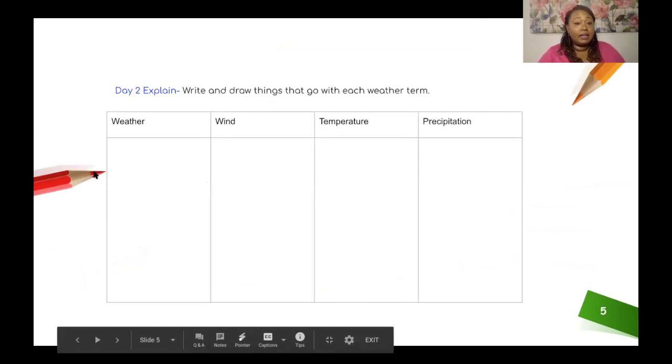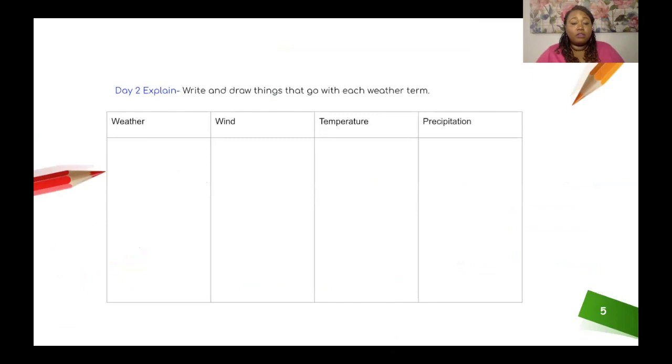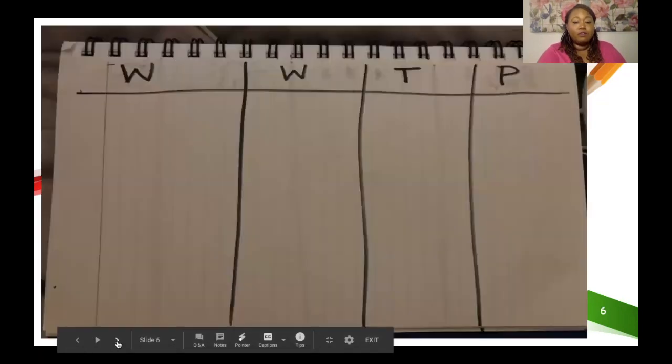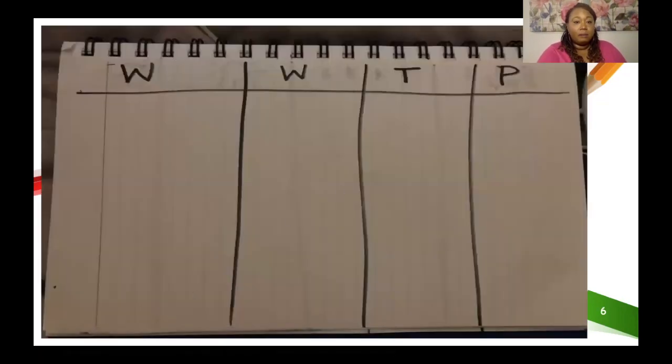and we will be getting on to day 2 as we explain. And during this time, on this page, you can go ahead and write down and draw things that go with each weather term. And the weather terms we're going to look at today and learn about are weather, wind, temperature, and precipitation. And of course, if you don't have the RPS science workbook, you can use paper like Ms. King did and draw it. So feel free to go ahead and pause the video if you need to make the chart for today.